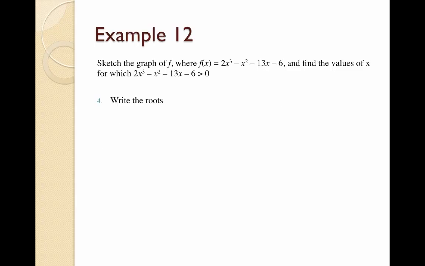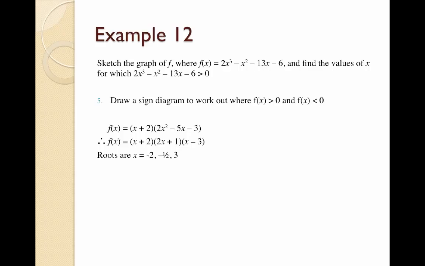Now we're going to write out our roots. Because I've got my function written as a product of linear factors, it's easier to see what my roots are. My roots are going to be x is minus 2, minus a half, and 3. Now that I have my roots, I can draw a sign diagram to work out where my function is greater than 0 and less than 0. So let's have a look.